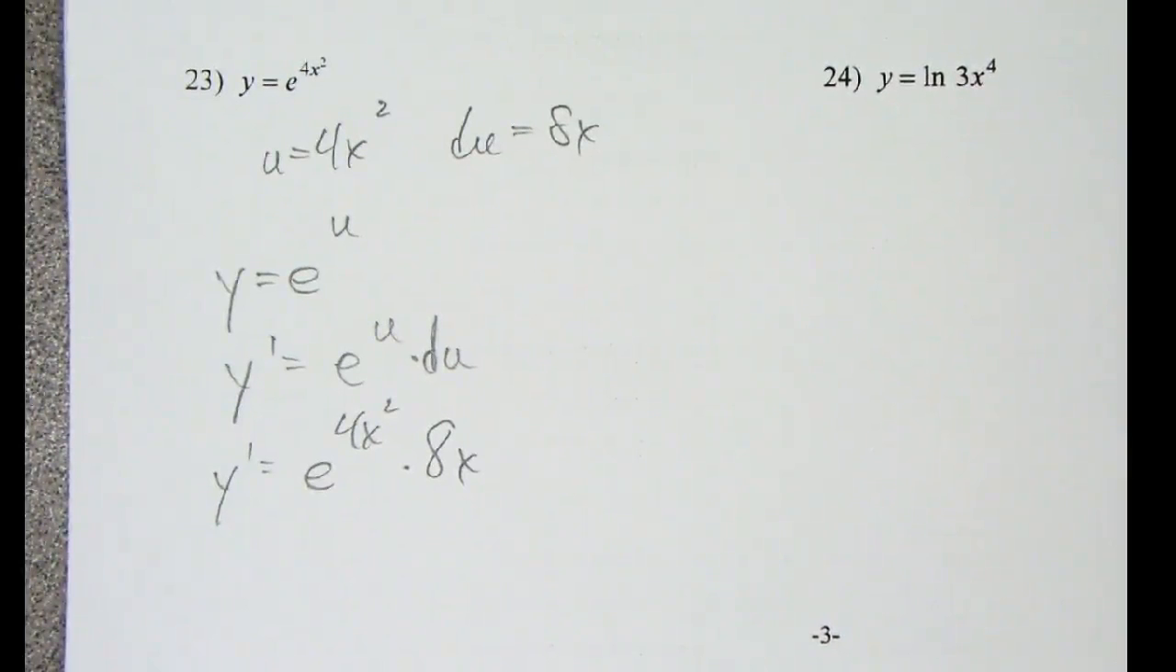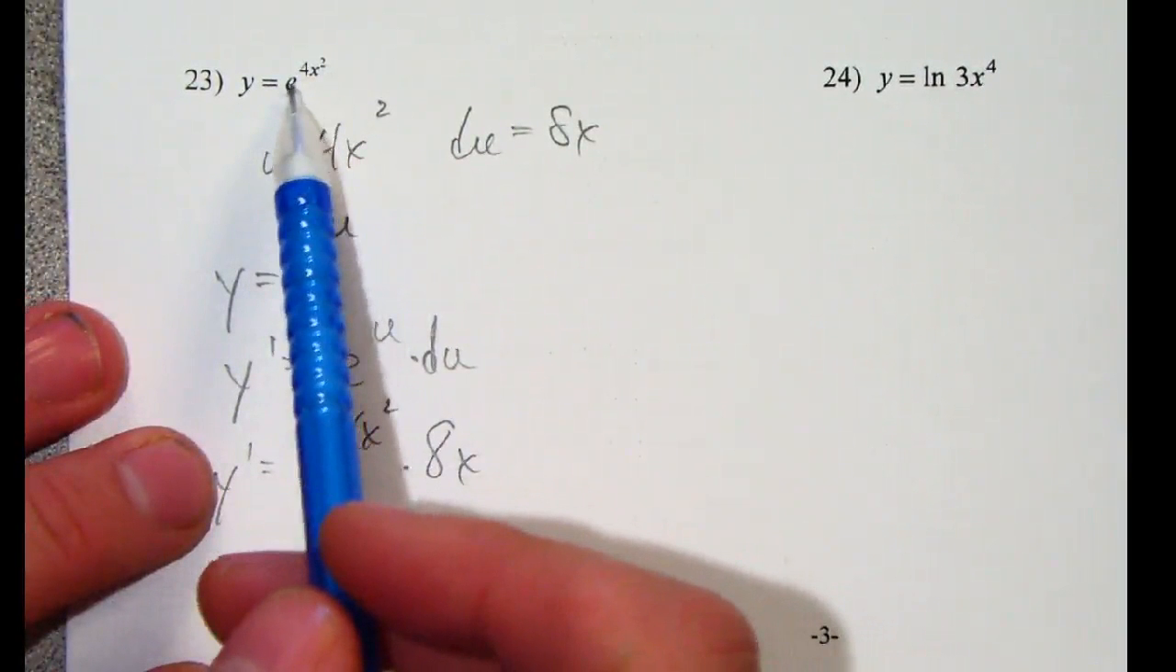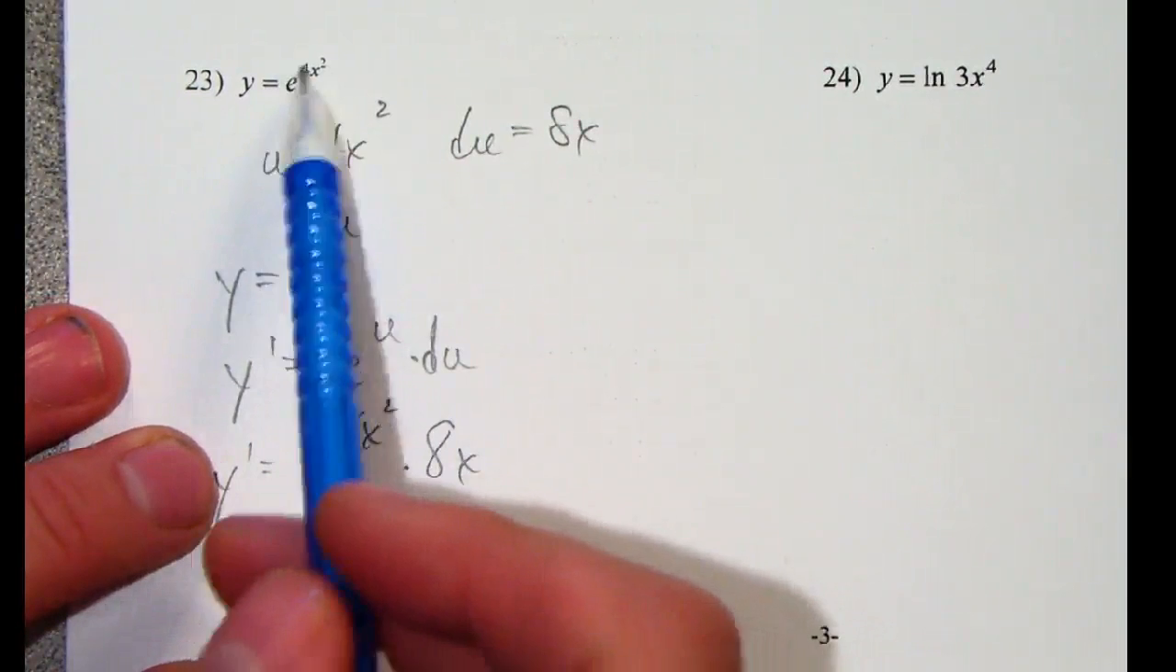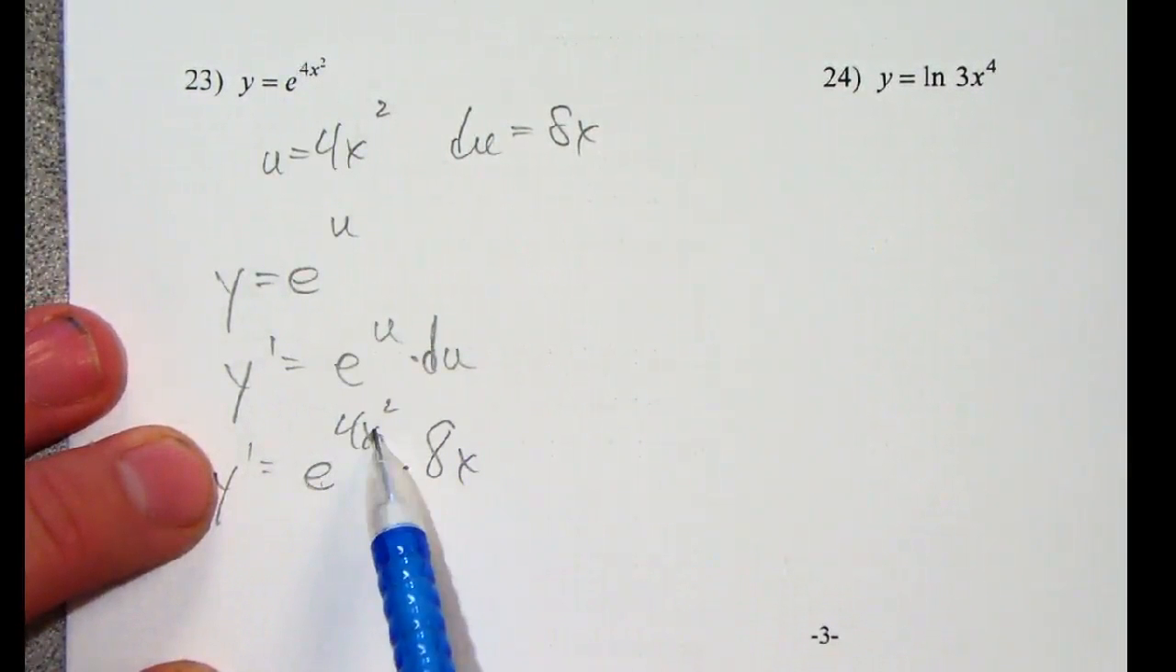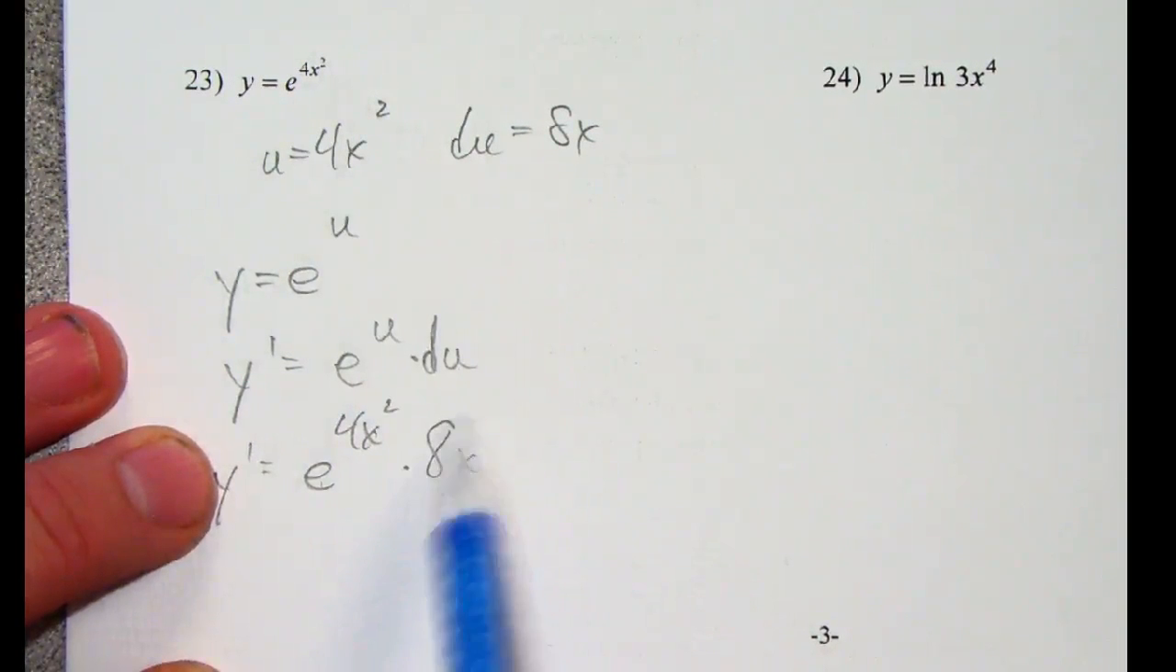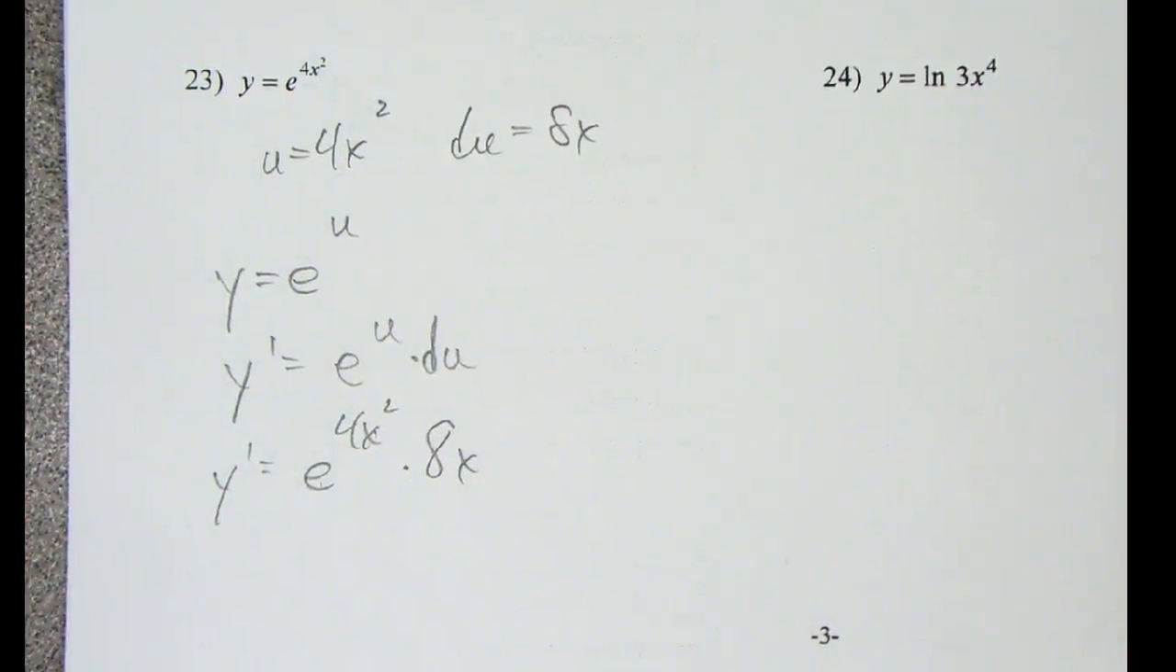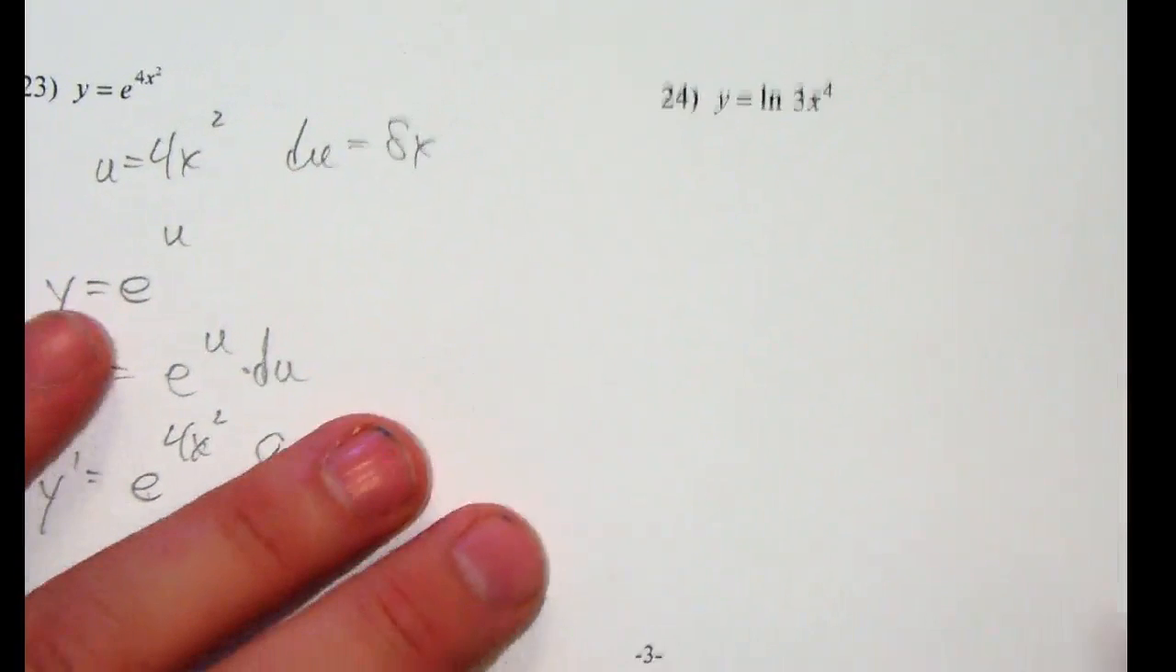You could also look at the original problem and say, okay, my big guy's e. When I take the derivative of e to the something, it just stays e to the something. And then I multiply by the derivative of the little guy. So thinking through it can be faster, but I think it's harder. If you're doing that, make sure you're getting them right. If not, I might jump back to the u method.